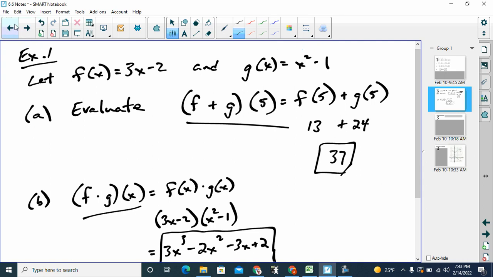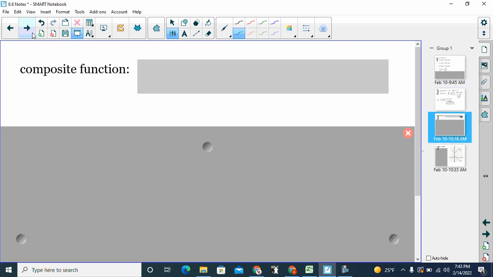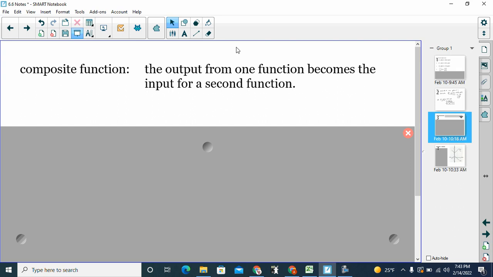So those are 4 of the 5 function operations that the book discusses in section 6.6. The 5th one is new. It's called function composition, or a composite function. A composite function is a function within a function. So what we're going to do is take the output from one function, whatever we get out of one function, and put that into another function. The output of one function becomes the input of a second function.